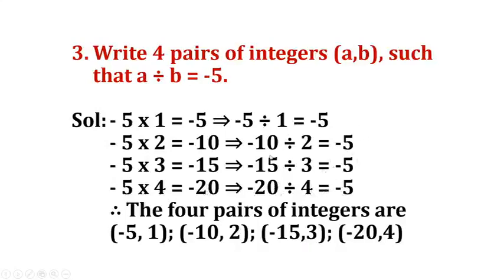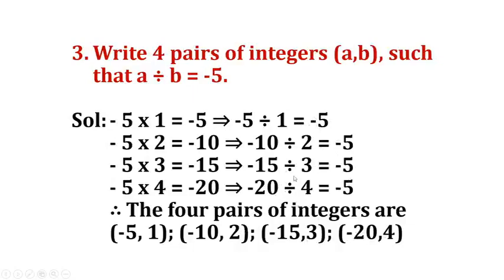And what are the numbers I am taking here? A and B pairs. So first pair A and B is minus 5 comma 1, second pair A and B is minus 10 comma 2, third pair is minus 15 comma 3, fourth pair is minus 20 comma 4, which will always give minus 5 as the quotient value.